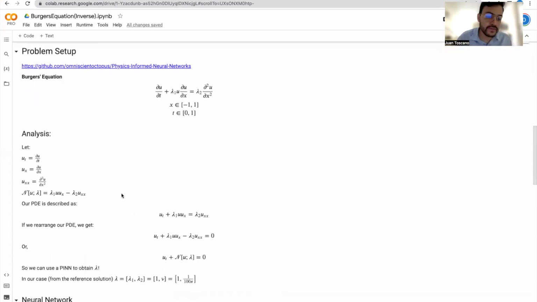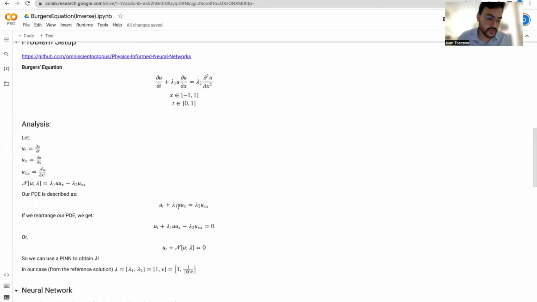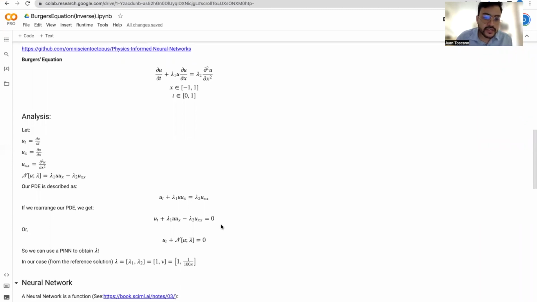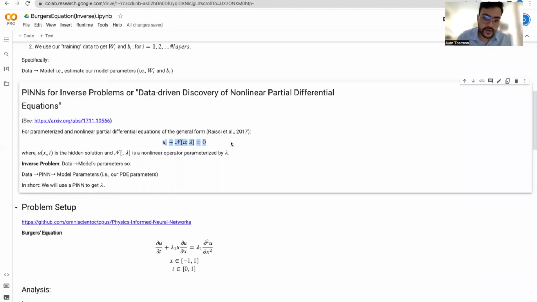To do that, we have to rearrange our partial differential equation. We're changing the nomenclature a little bit here. We rearrange it to follow the structure set by the authors.